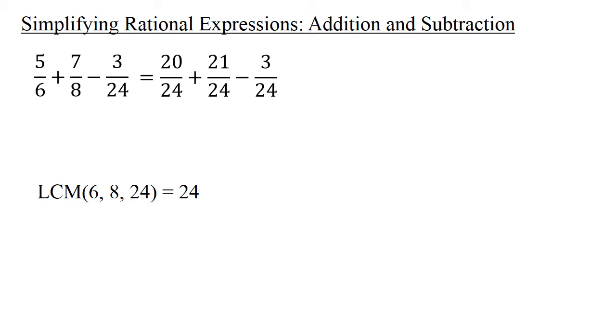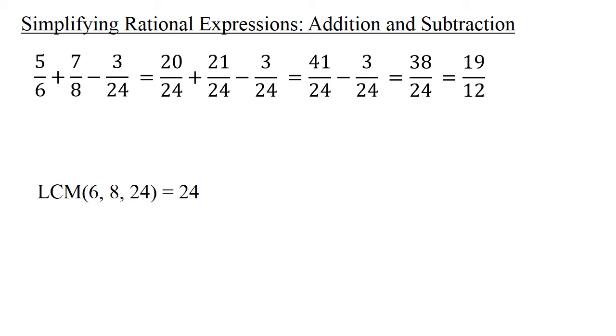So when you add, you're adding how many, or taking off how many. So 20 plus 21 is 41. 41 minus 3 is 38 over 24. And then, like always, we should go ahead and reduce our fraction at the end and get 19/12.